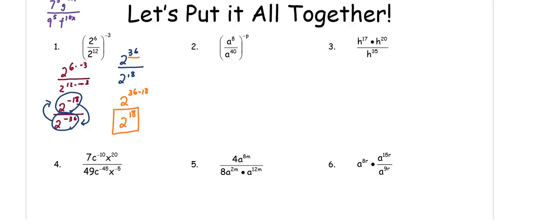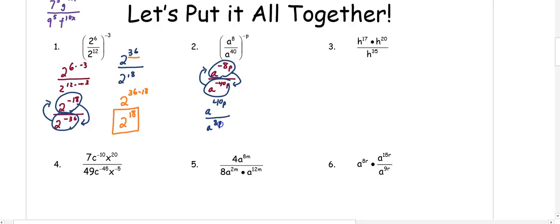Number 2, there's a negative p exponent, so I'm going to do the same thing again. I'm going to distribute my exponent. And when I multiply, I get a to the negative 8p and a to the negative 40p. Now, both of them are negative exponents, so the numerator needs to switch to the denominator and vice versa. So I'm left with a to the 40p over a to the 8p. 40p is larger, so when I subtract my exponents, a to the 40p minus 8p, we get a to the 32p.